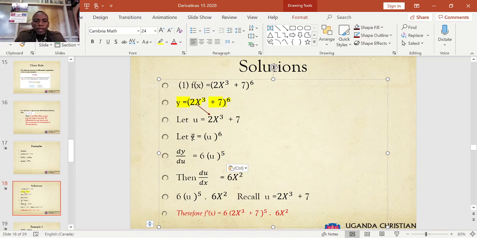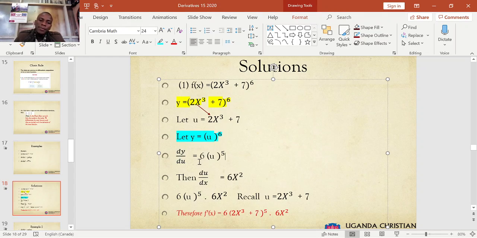The outer function is y, and we're differentiating it in respect to u. So it will be dy du. The outer function is this. This is the outer function. Yeah, that's our outer function. We are differentiating it in respect to u.